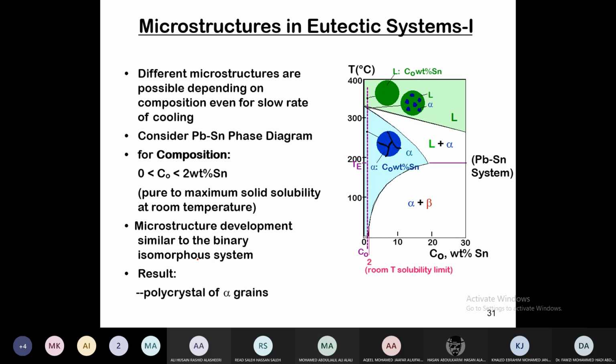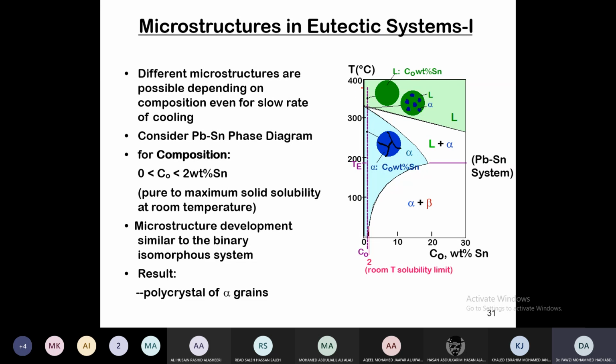To start with, we say from 0 to 2% by weight tin, for the lead-tin diagram, what is the microstructure which is going to develop? We cool down. Of course, the cooling down has to be done very slowly, slower than the diffusion process, in order to be able to predict the microstructure which is going to develop. That's a precondition on using the phase diagram, as we said right from the beginning.